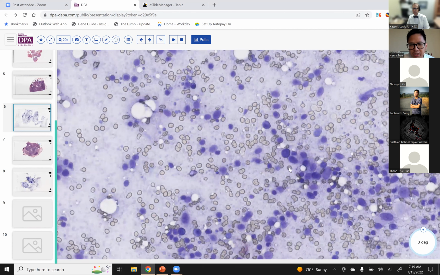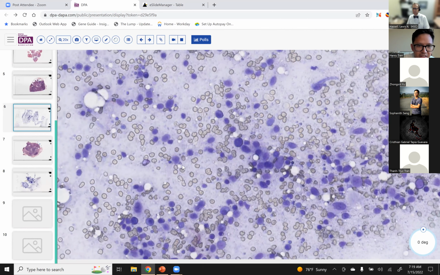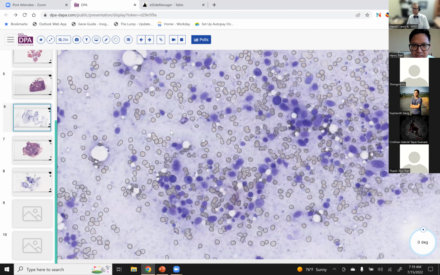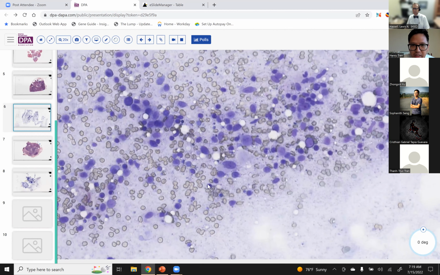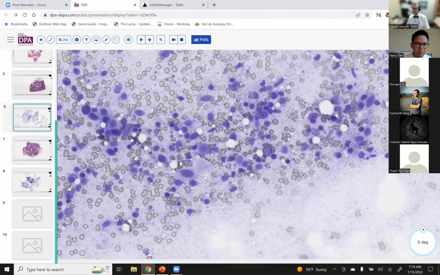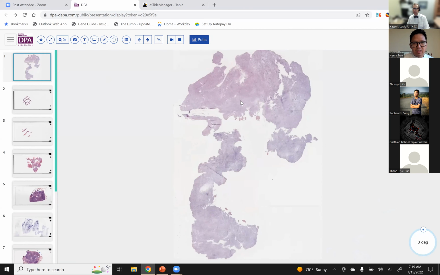I would say the majority are pretty uniform in size, but there are occasional ones that are bigger than the others, like this one right here. So I felt pretty comfortable that we got the lesional cells. We had a good specimen. Then we did the frozen, which is the next step.